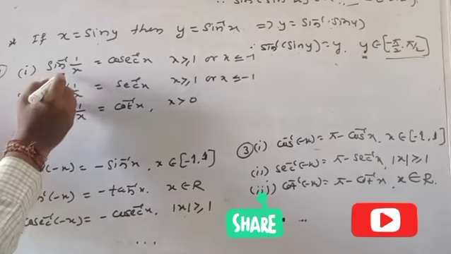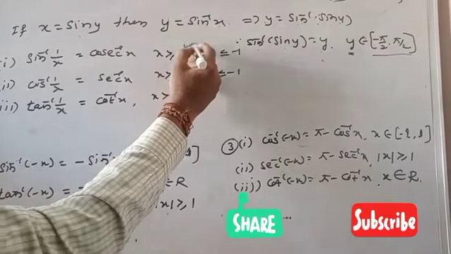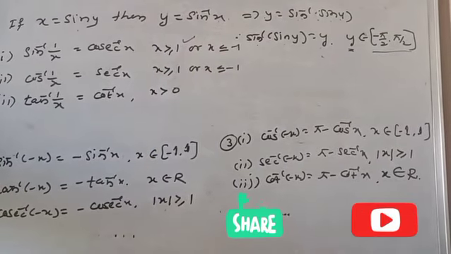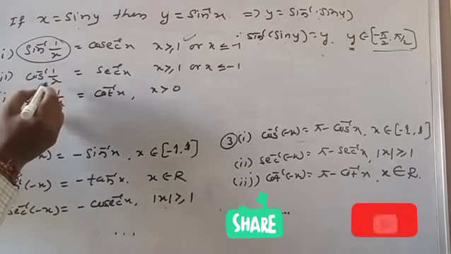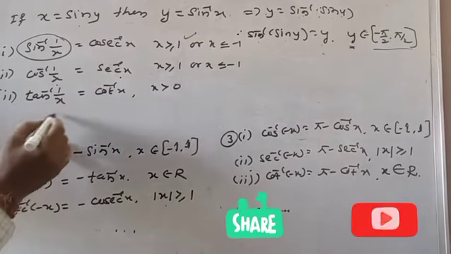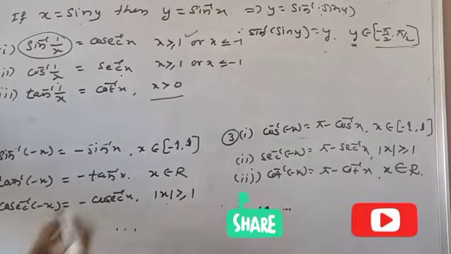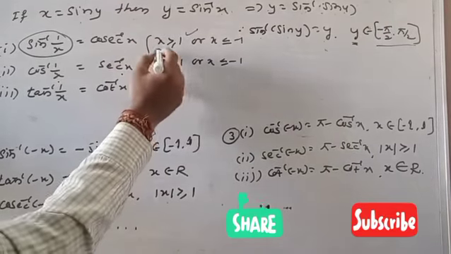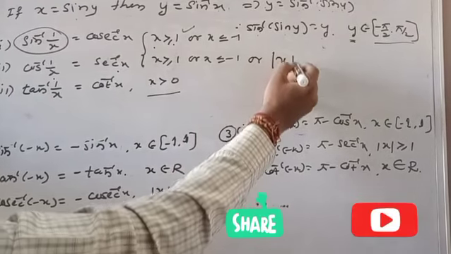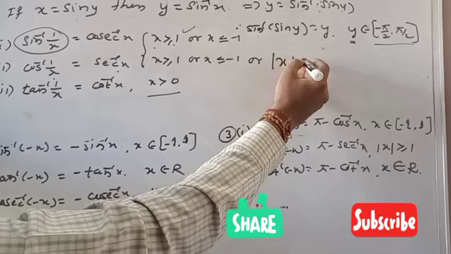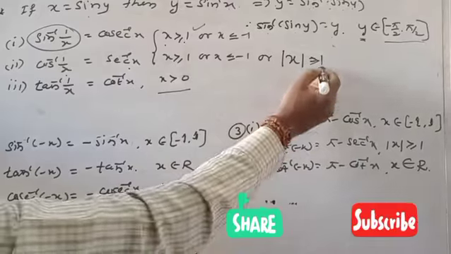In the first property, sine inverse of 1 by x is equal to cosec inverse x, for x greater than or equal to 1 or x less than or equal to -1. Cos inverse of 1 by x is equal to sec inverse x. Tan inverse of 1 by x is equal to cot inverse x, whose domain is x greater than 0. The other two domains are x greater than or equal to 1 or x less than or equal to -1. Or we can write this as mod x greater than or equal to 1.